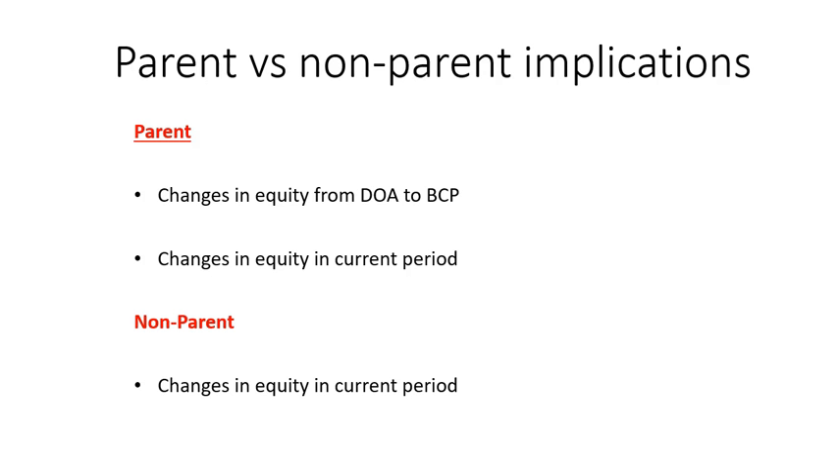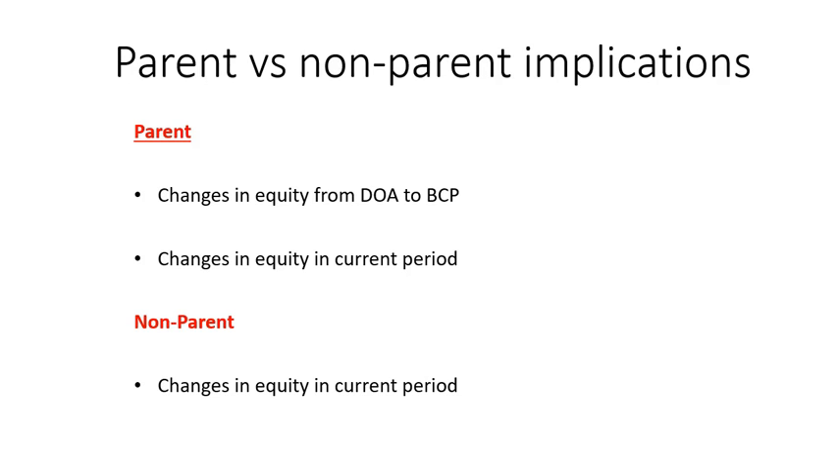So what does this mean? If our investor is a parent, it means that we need to look at the changes in equity or net assets from the date of acquisition to the beginning of the current period, as well as changes in equity in the current period. Why? Because if we're a parent, we're applying the equity method upon consolidation, and so they're only temporary entries, which we only apply on consolidation. So we have to look at the changes in the prior periods every year because we have to redo our entries.